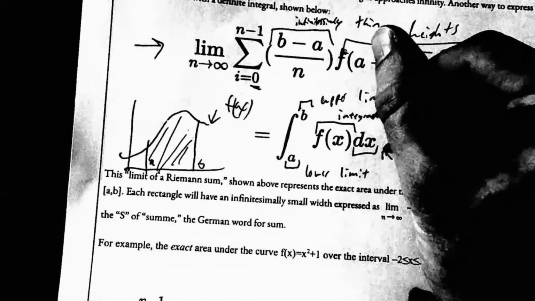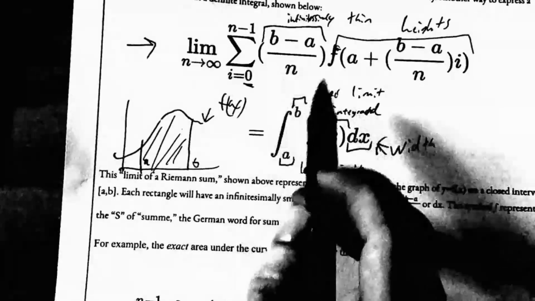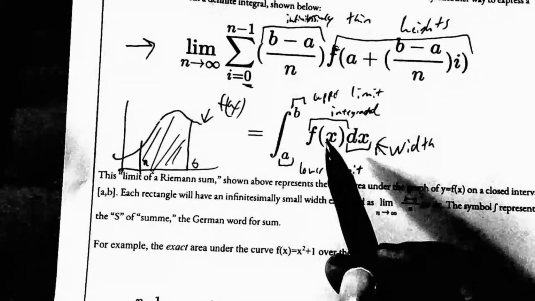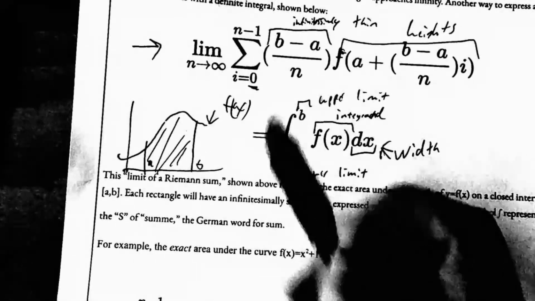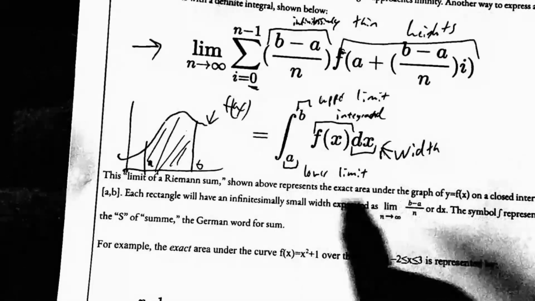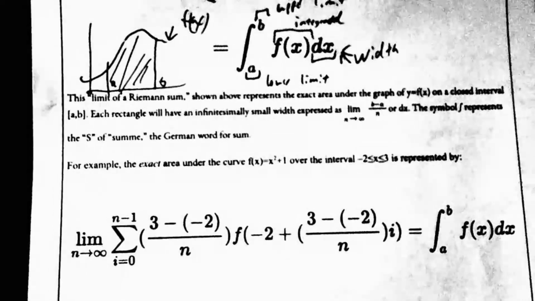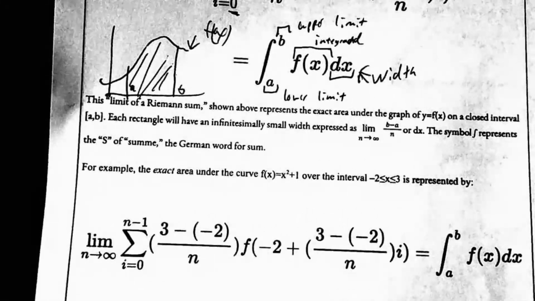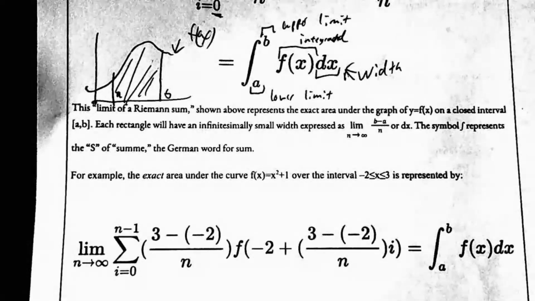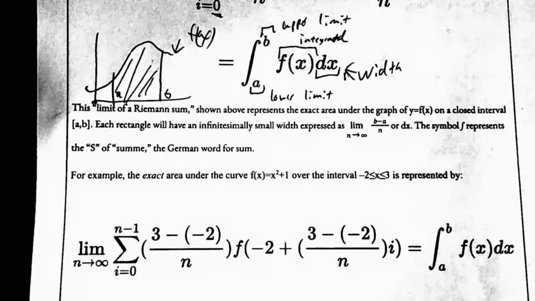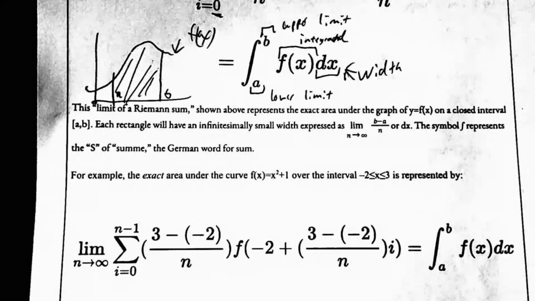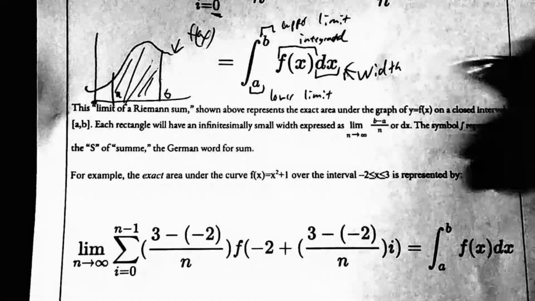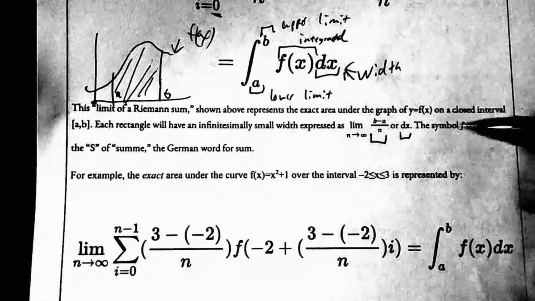If you think about it, this dx relates to that b minus a over n, and the f of x is this f of a plus b minus a over n times i. So this is relating it to Riemann sums, but in reality this is what we use when we deal with integrals. This limit of a Riemann sum shown above represents the exact area under the graph of y equals f of x on a closed interval a to b. Each rectangle has an infinitesimally small width, represented as the limit as n approaches infinity of b minus a over n, or dx. That's saying these two things are the same thing.